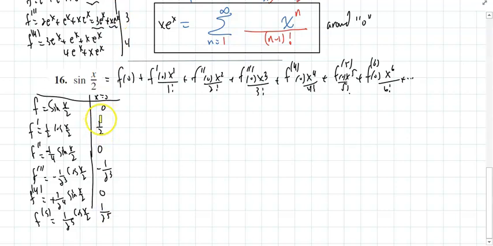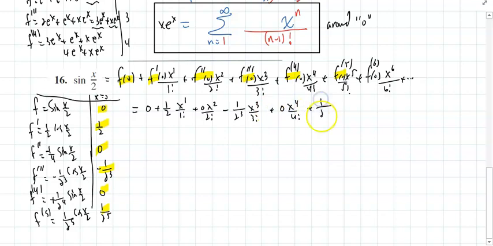Now, if I substitute these values in, that would be a 0 plus 1/2 x to the 1 over 1 factorial plus 0 x squared over 2 factorial minus 1 over 2 cubed x cubed over 3 factorial plus 0 x to the 4th over 4 factorial plus 1 over 2 to the 5th x to the 5th over 5 factorial, and the list goes on.